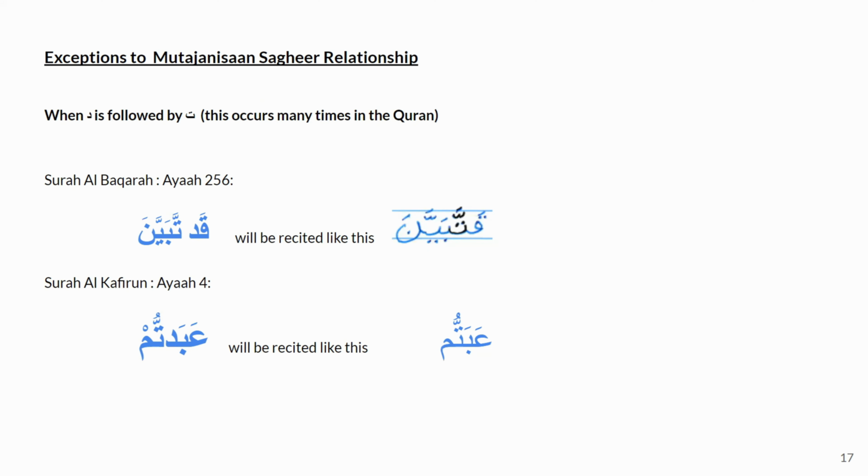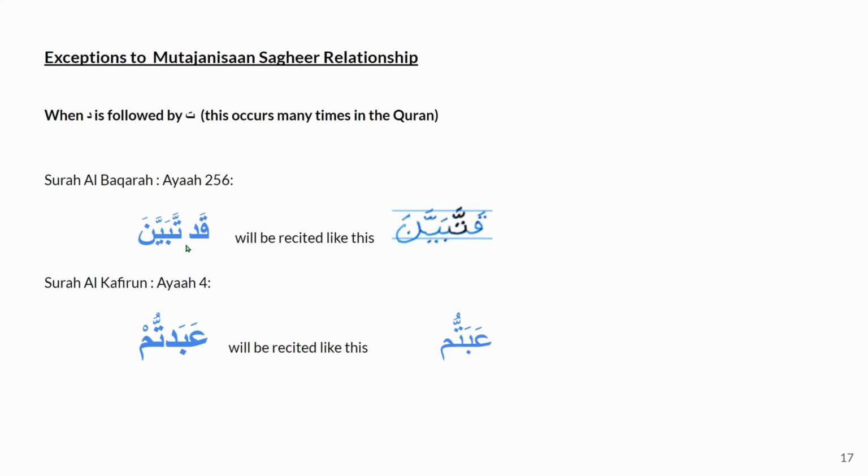However, when letter Dal and letter Ta appear next to each other in a Saghir relationship, they are considered as Mutajaanisaan Saghir relationship, and this occurs many times in the Quran. And in this case, we completely merge letter Dal into letter Ta. This idgham will be idgham kamil. We will directly go to letter Ta, and we will not recite letter Dal.